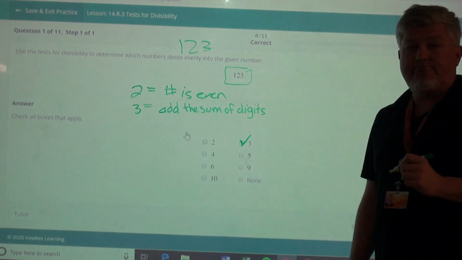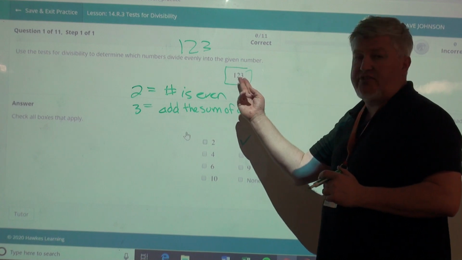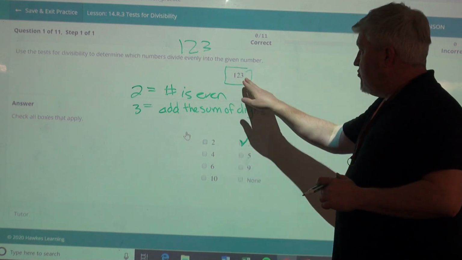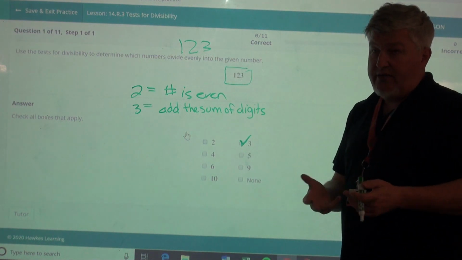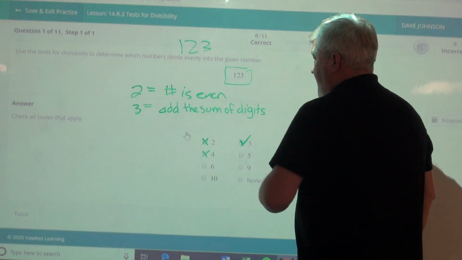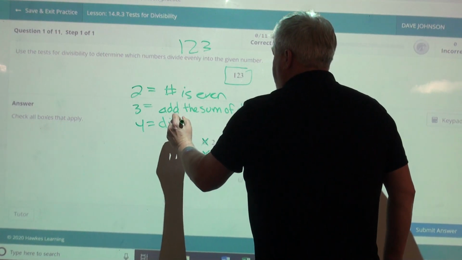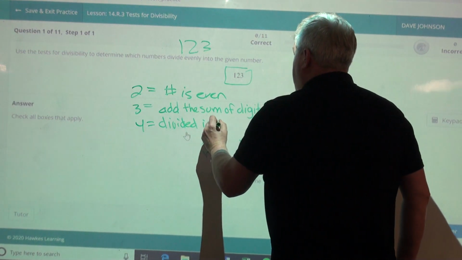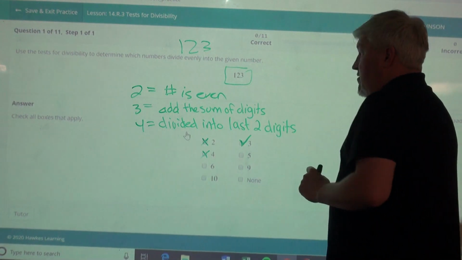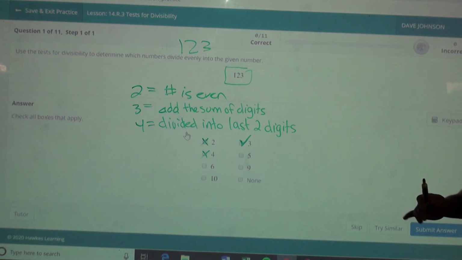Number 4: if the last 2 digits are evenly divisible by 4, then the whole number is divisible by 4. The last 2 digits of 123 are 23. 23 is clearly not divisible by 4, so this one is not divisible by 4 either. Okay, I'm going to erase that. Presume you've written that down.